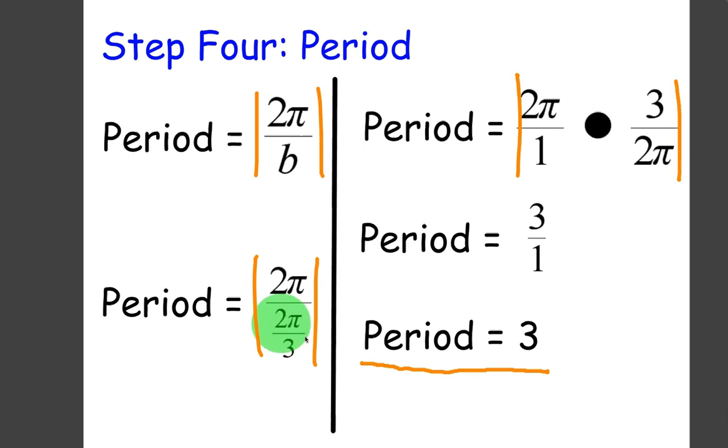So since we're dividing by 2 pi over 3, we end up multiplying by the reciprocal and writing 2 pi over 1. The 2 pi's cancel. In fact, I'll mark that. And we get the period is the absolute value of 3 over 1. Should be careful here, which is just 3. So that means the graph repeats itself every 3 units.